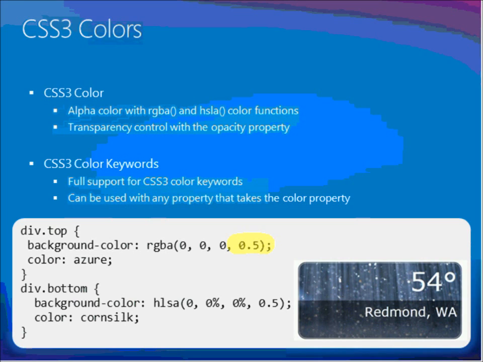You'll notice in the example I've got on screen, this bottom half is set as 0.5, which means that you can kind of see through this gray or this darker box down here at the bottom.